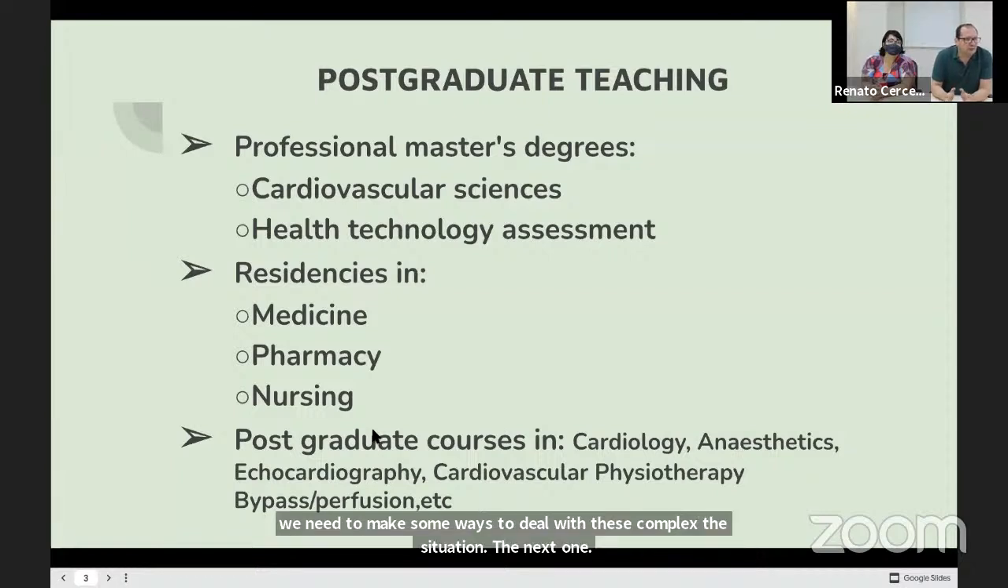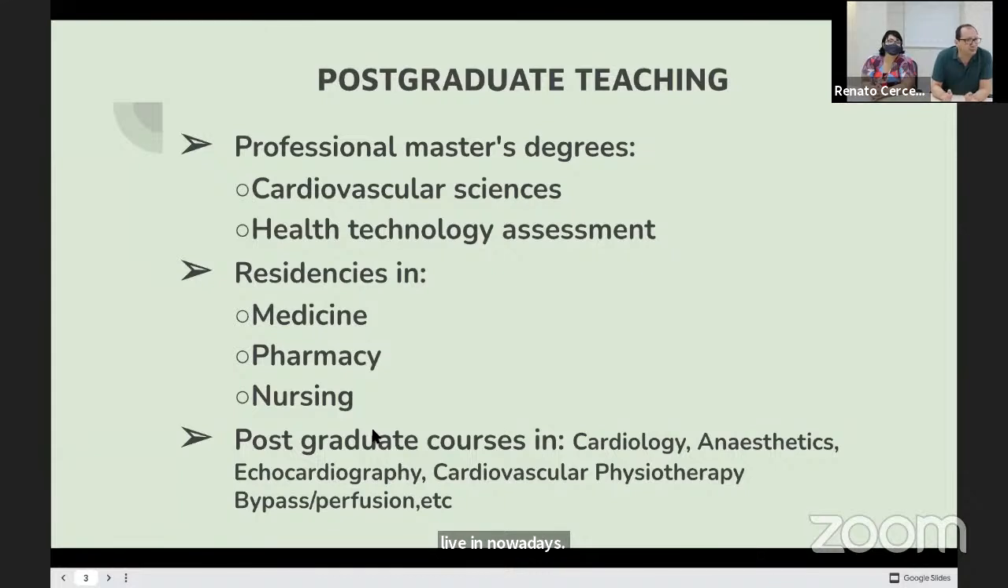We're dealing nowadays with 2 master's degree courses, some residencies, some medical specialized and multidisciplinary ones, and postgraduate courses also.